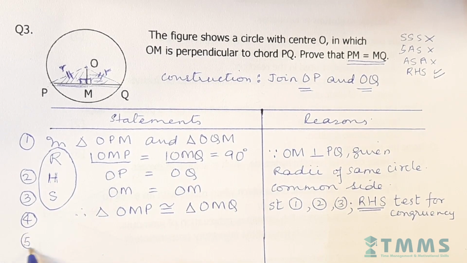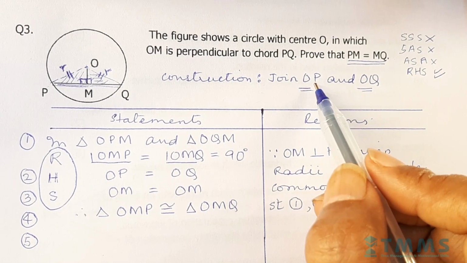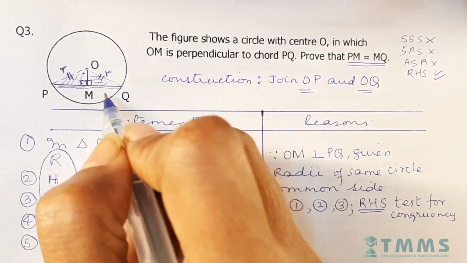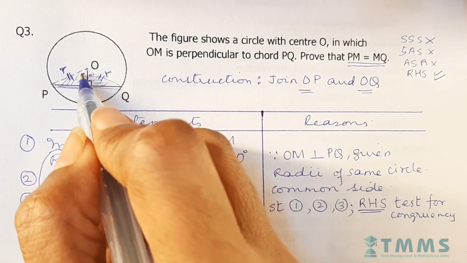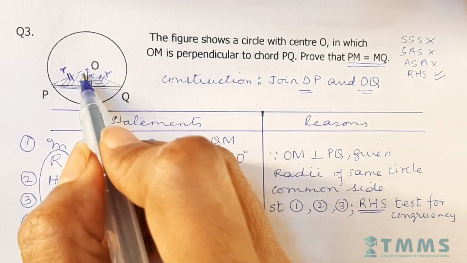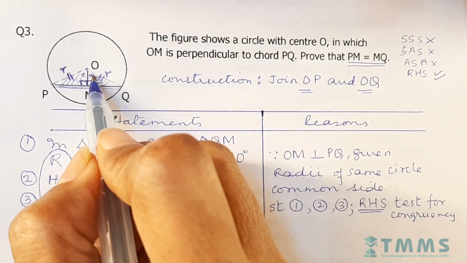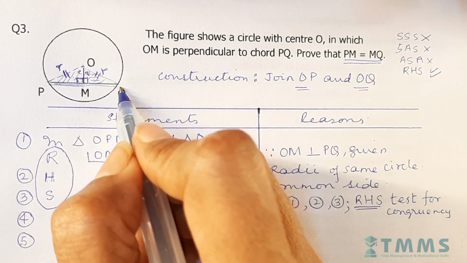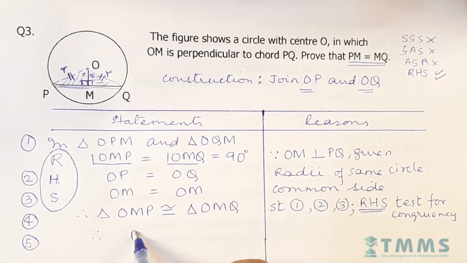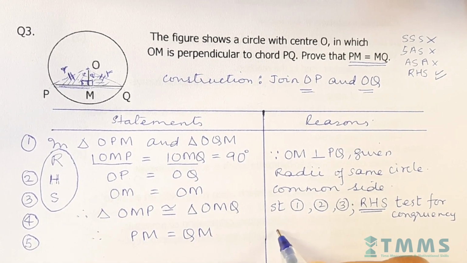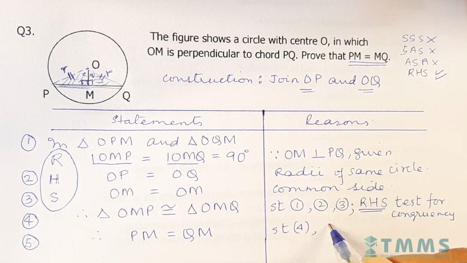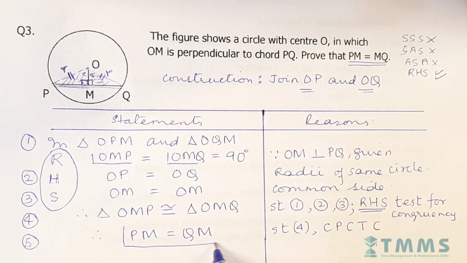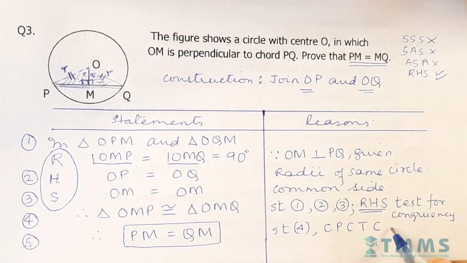Now, the fifth statement will be, we look at PM and MQ. Now look at this PM. PM is opposite this angle and MQ is opposite this angle. And this angle and this angle, they are congruent because they are the congruent angles of the two congruent triangles. Opposite this is PM and opposite this is QM. So we will write therefore PM equal to QM, and that will be because of statement 4, and we will say corresponding parts of congruent triangles are congruent, and that is what they had asked us to prove, and so we proved it.